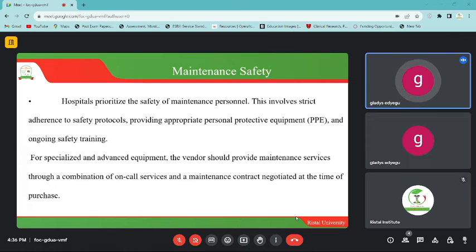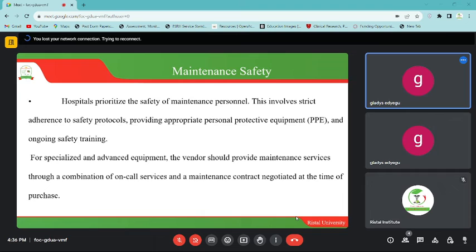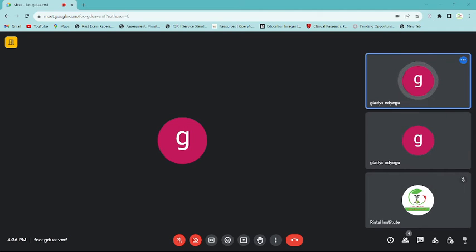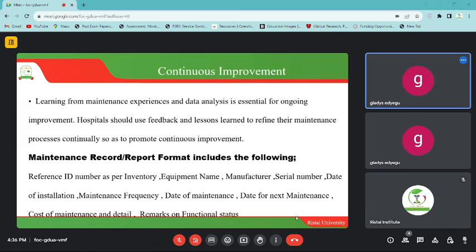So it is very important for these specialized and advanced equipments that you use this vendor or these manufacturers to help you in the maintenance of these equipments, from this ESM on what to operate.